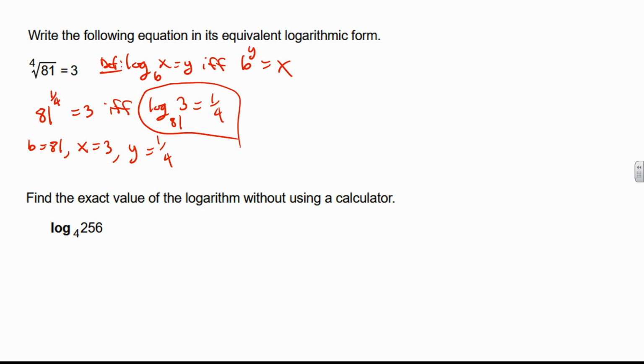Here, find the exact value of the log without using a calculator. So we're going to say, look, this is equal to y. I'm going to put this in the definition form. So this is if and only if. Here, the base is 4 raised to the y is equal to 256. All right. So what is 256 divided by 2?